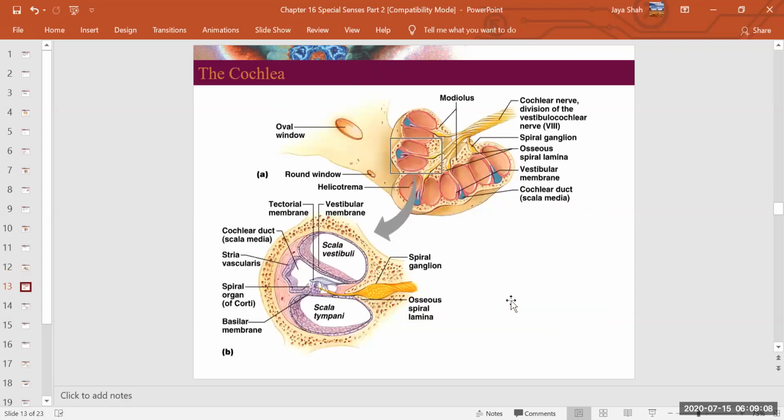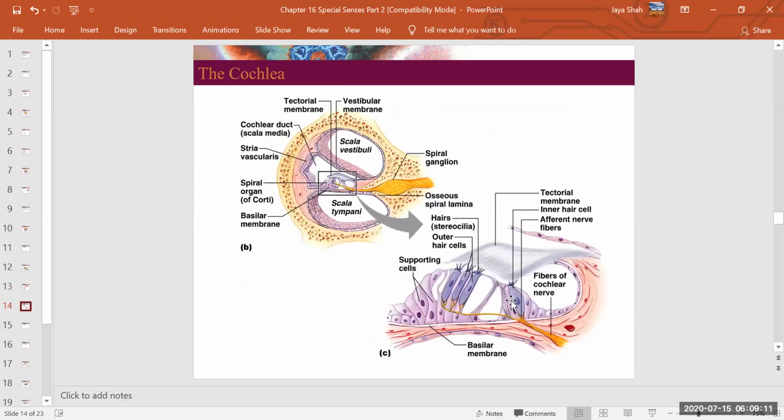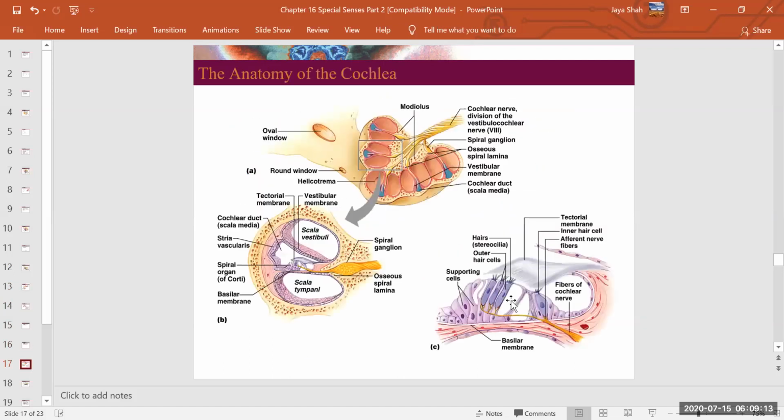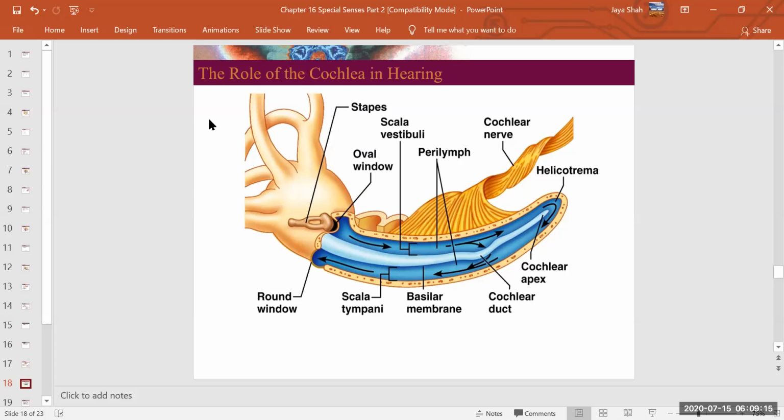So I'm going to go and show you the cochlea. Let's go back and check one thing. Okay, so this is the inner ear. This is the vestibule here. These are the semicircular canals, and this is the cochlea. The cochlea was coiled here, but we have uncoiled the cochlea here.